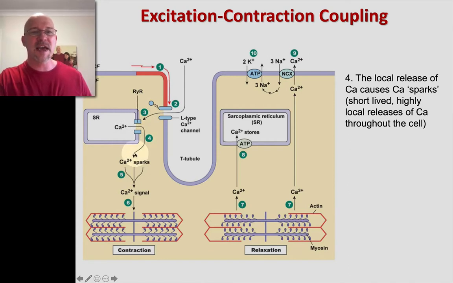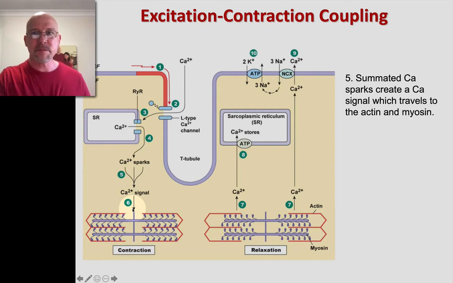Okay, so the local release of calcium here from the sarcoplasmic reticulum causes this puff or cloud of calcium to come out into the intracellular fluid and make its way down to where the myosin heads are attached to the actin. So all of these sparks create a calcium flow, which travels down to the actin and myosin.